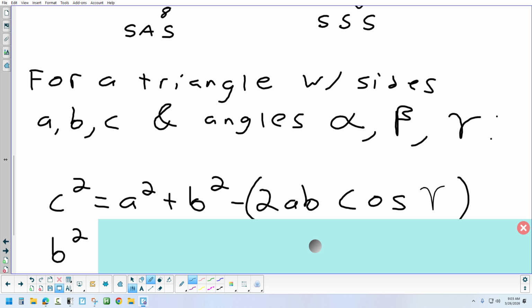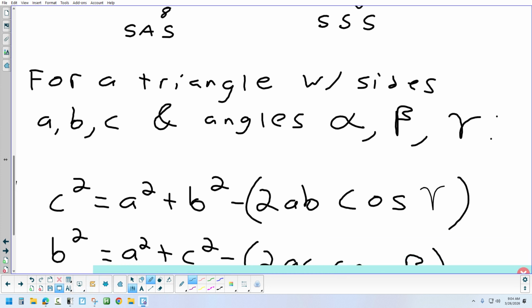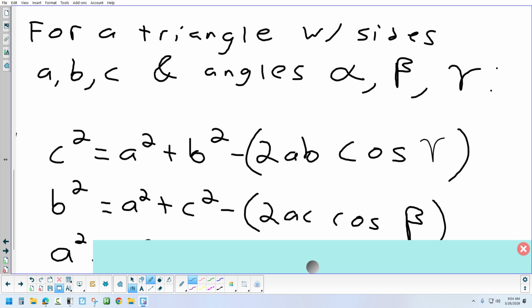Okay, so anyone think they know what's going to come after b squared? A squared plus c squared. Yep. Minus 2ac, cosine. And what's the last part? Cosine gamma? We already used gamma up at the top. Beta. Yep, cosine beta. Okay, so that's not a different formula. It's the same formula, just rearranged using different letters.